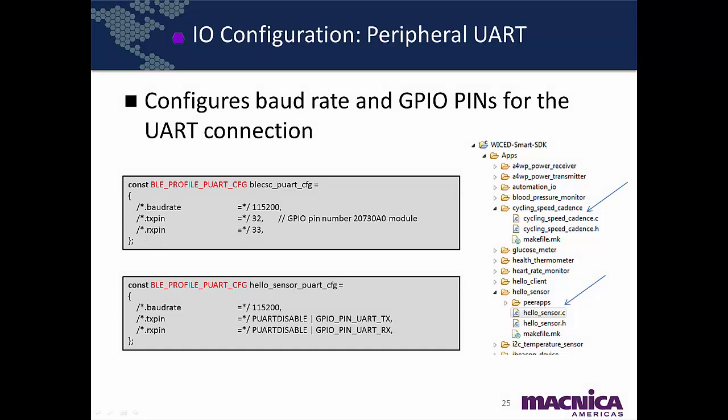The next item that needs to be configured is the peripheral UART. This is a pretty basic configuration in that all that needs to be set up is the baud rate and the GPIO pins on which the peripheral UART communicates. This is typically done with either explicit values or by use of macros, as seen in the cycling speed and hello sensor examples.